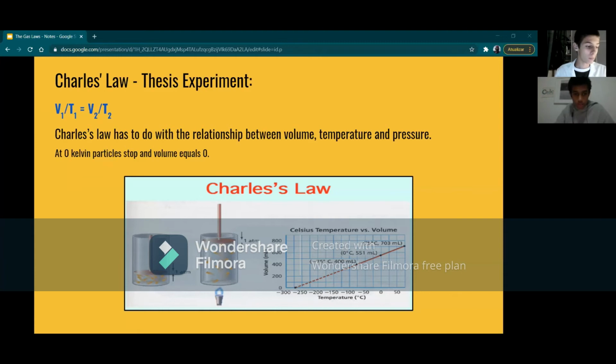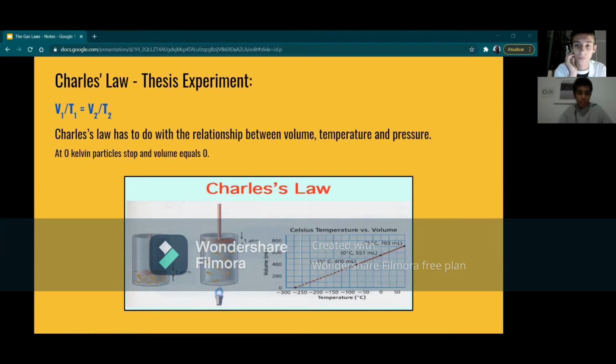Charles's law has to do with the relationship between volume, temperature, and pressure. If the temperature increases, the pressure increases. When the temperature decreases, the pressure decreases. That means that when heated, particles move faster, colliding more frequently, and therefore creating more pressure. And when cold, gas particles move slower, therefore taking up less volume.